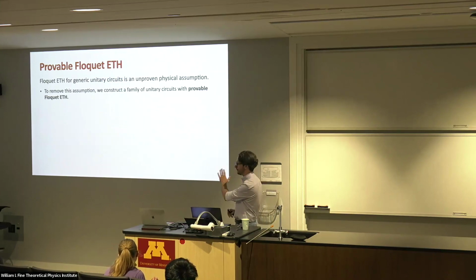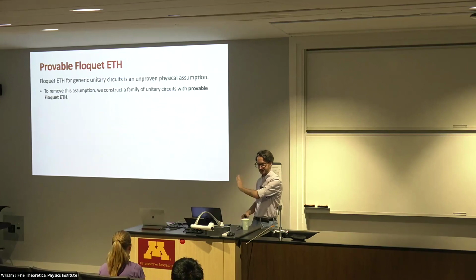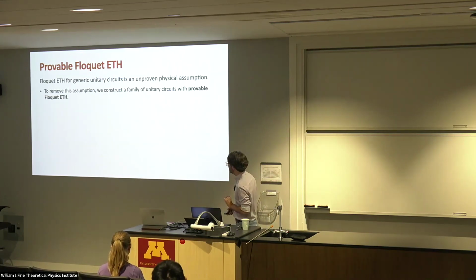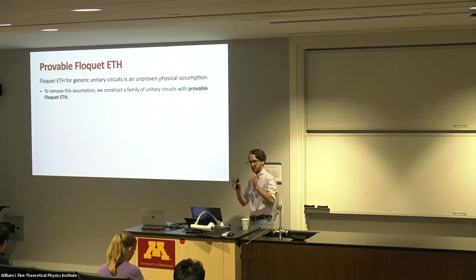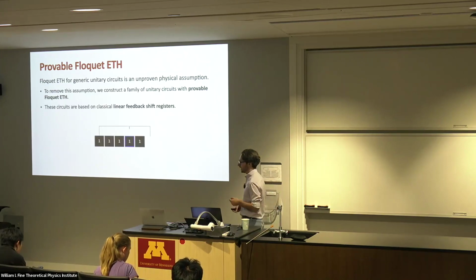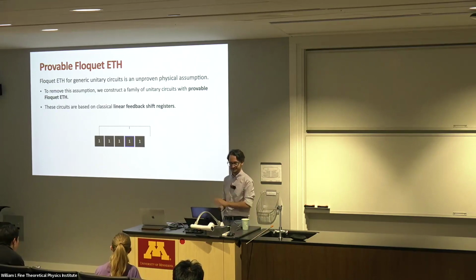And to make this more palatable to mathematicians and get this in QIP and whatnot, we try to really prove everything, with no physical assumptions. And that requires finding a family of unitary circuits that have a provable Floquet ETH. We don't need to assume anything, we can prove it independently. We do this using another idea from computing called linear feedback shift registers.